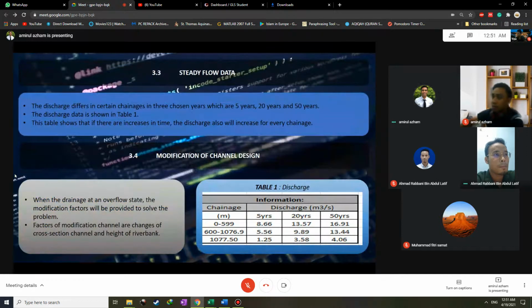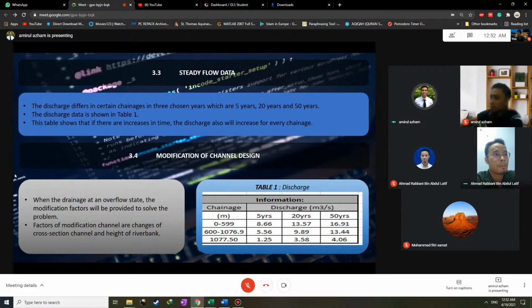Steady flow data. The discharge differs in certain chainage entry chosen, which is 5 years, 20 years, and 50 years. The discharge data is shown in table 1. This table shows that if there is an increase in time, the discharge also will increase at every chainage.